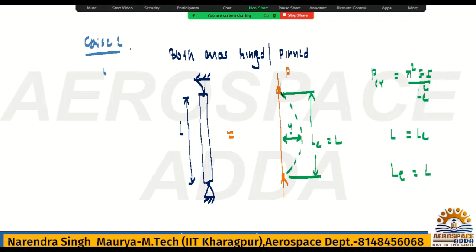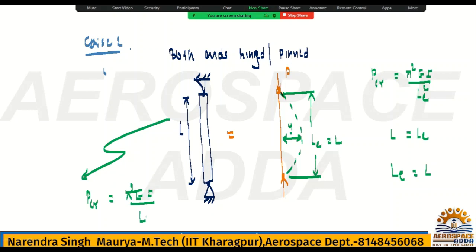If you compare, what is your standard equation? Your standard equation is PCR is equal to pi square EI by LE square. This is the standard equation. For this pinned case, what will be the PCR? If you derive, you will get pi square EI and length is given L, so L square. Now if you compare this equation and this equation, then LE is equal to L. That you need to remember. This is case 1.